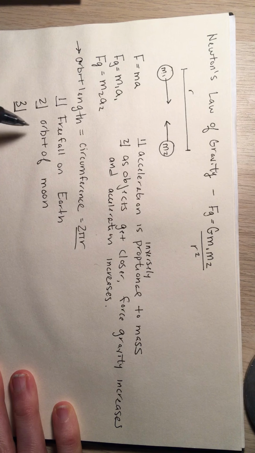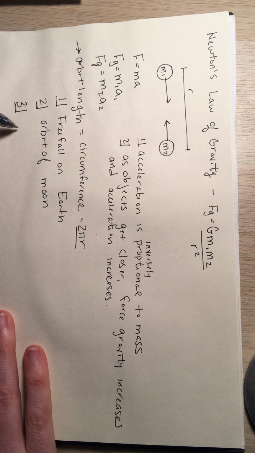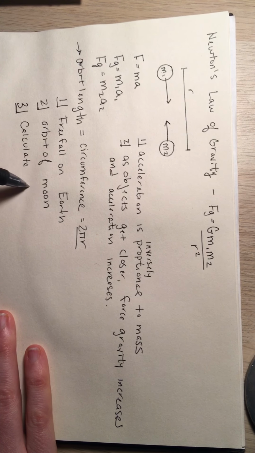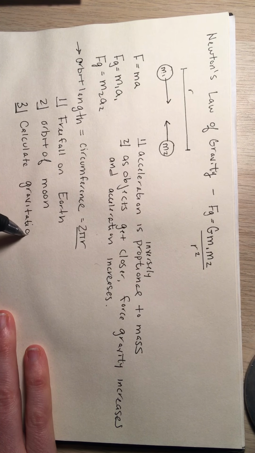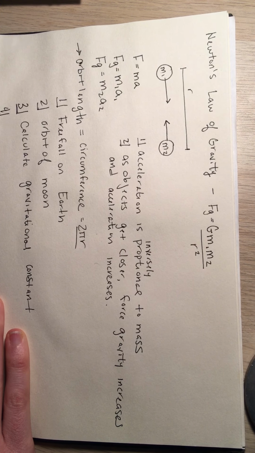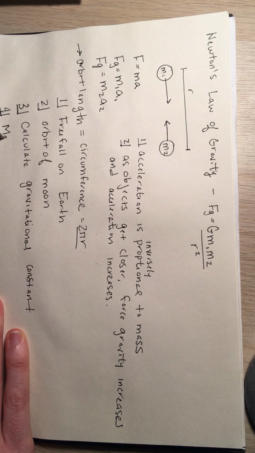3, we're going to use the things that we understand from free fall on Earth and orbit on the moon to calculate the gravitational constant. And 4, from this, we can calculate the mass of the Earth.